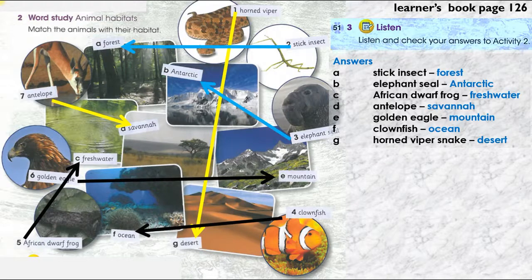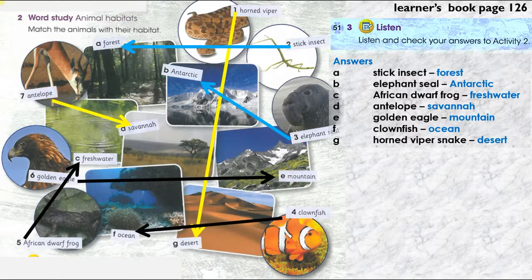4. A clownfish lives in the Indian and Pacific Oceans where the sea is warm. It's called a clownfish because it's very colourful and active. It eats algae, which are small plants, and small fish, and it lives around anemones, which help protect it from predators.